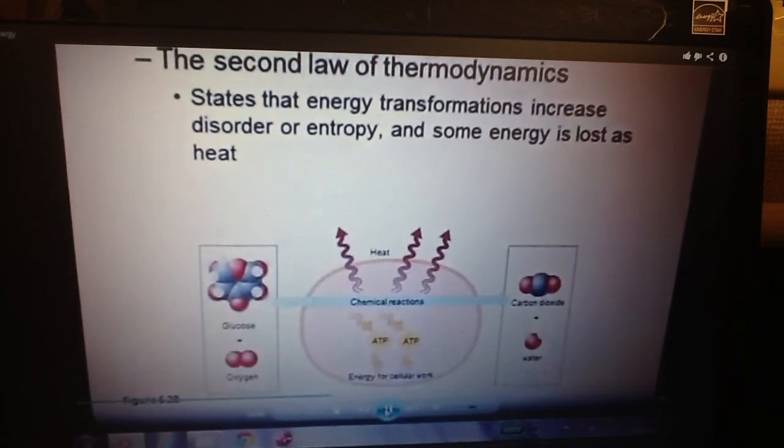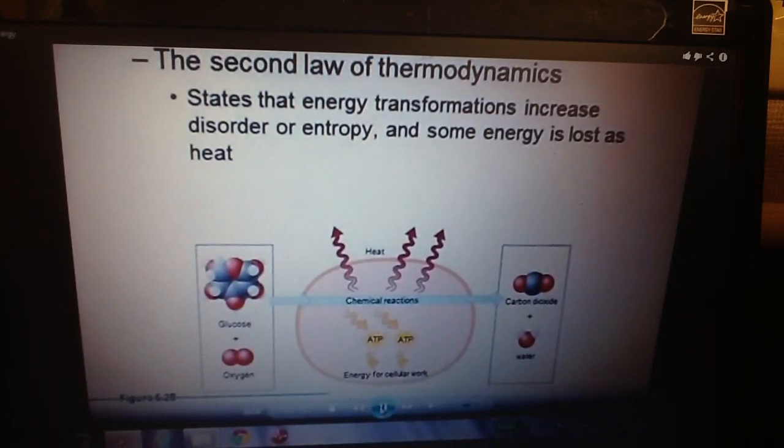The second law of thermodynamics states that energy transformations increase in disorder. So your room, if it was naturally clean, will always tend to become more and more messy. And that's because that's a law of thermodynamics. It's one of the rules of nature, that we're always going to increase in entropy, which is disorder. And as a result of that, we're going to lose some energy in the form of heat.